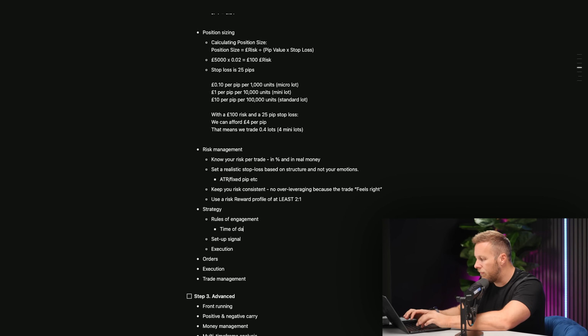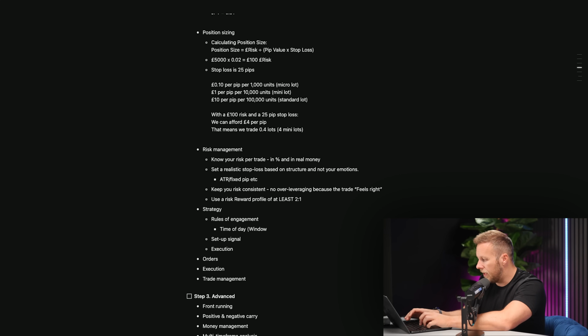All right, let's talk about the strategy. So rules of engagement. The rules of engagement are going to be the things that you need in order to take the trade. So they're going to be a checklist that you work through where you go, okay, I'm looking for a setup. What do I need? What ducks do I need in a row in order for me to take this setup? Now, that might be a time of day. You might go between 8 a.m. and 2 p.m. is when I'm allowed to trade. So that's the first thing I look at.